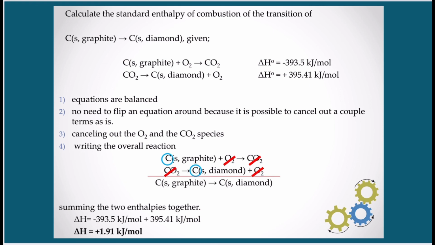Calculate the standard enthalpy of the transition of graphite to diamond. So this is the thermochemical equation. Equations are balanced. No need to flip an equation around because it is possible to cancel out a couple terms as is. So we look at the reactant, the graphite. So this is also the graphite in the reactant. For the product, it's a diamond. And here the second one also, the product is a diamond. So no need to flip an equation.